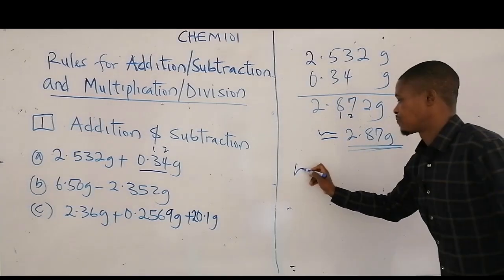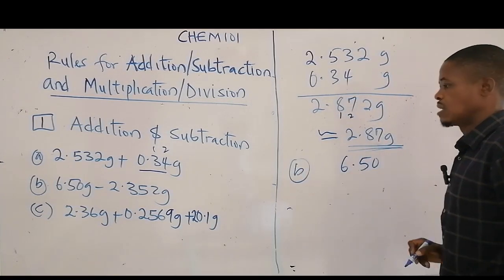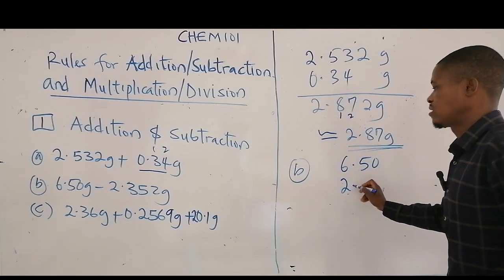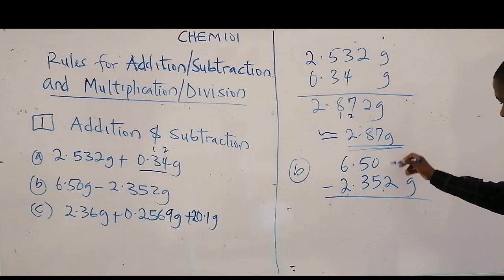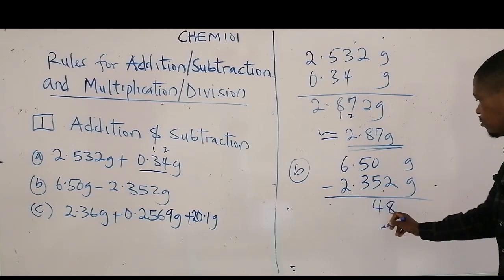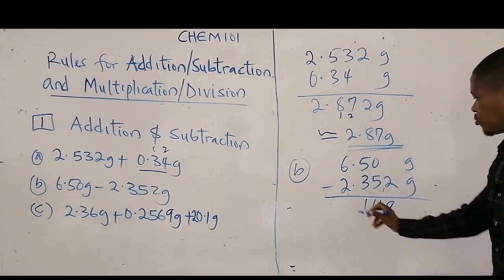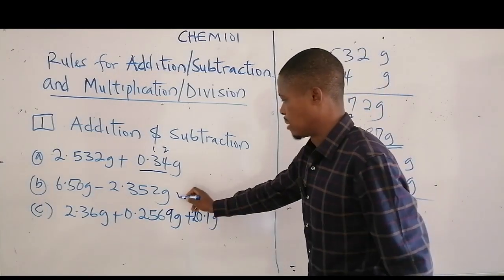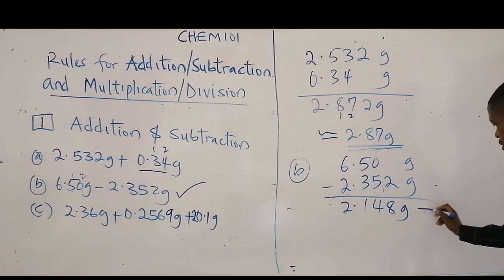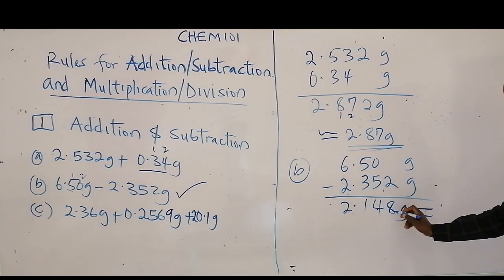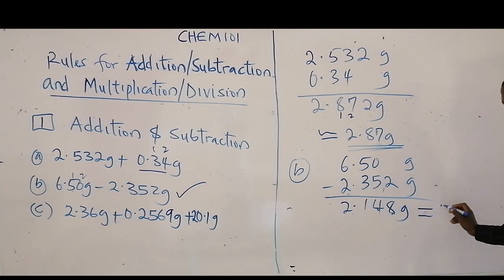Then the B part, we have 6.5 gram minus 2.352. You can put 0 here if you like. If you subtract, that will be 8. This will be 4. This will also be 1. And this will be 2. The least decimal places here is 2 decimal places. 1, 2. Our answer will be equal to what? This is 4. But the number after this 4 is more than 5. So round it up. So that will be 2.15. 2.15 gram. So that's our answer.